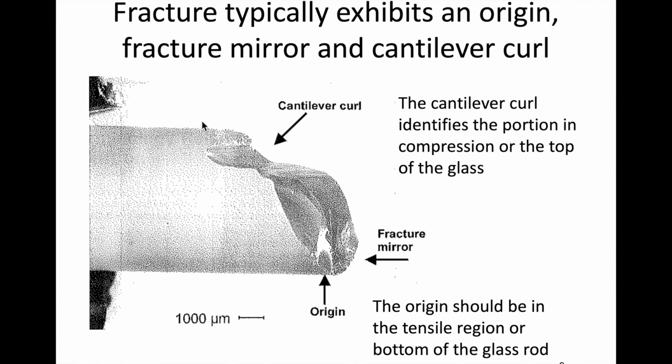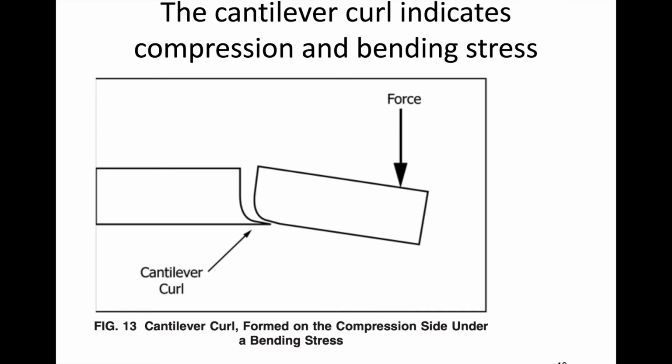So this is very common and also tells you about bending. Here's just another view from a different ASTM. The cantilever curl here not only tells you that this is the compressive side, but when you see that, it also means that there was tension on the other side, and that combination tells you that there's a bending stress. So when you see this cantilever curl, it tells you something fractured under bending. That's important if you don't know as much about it as we do.